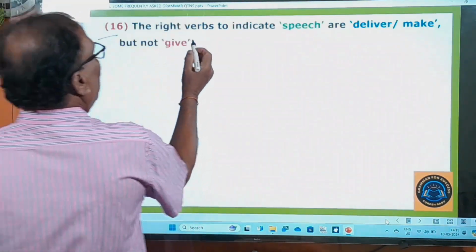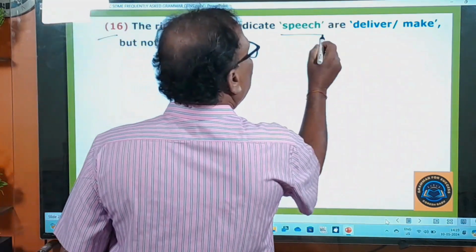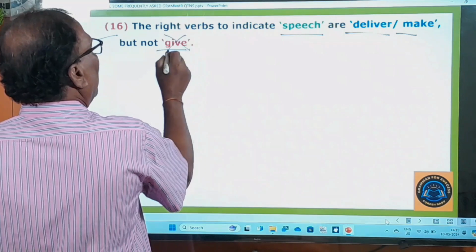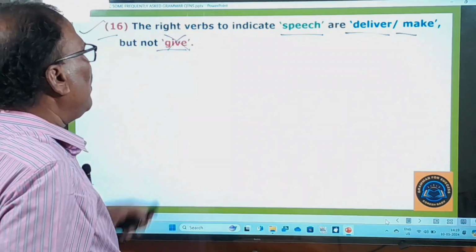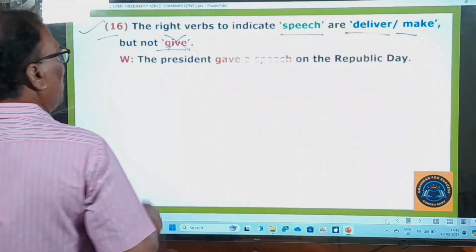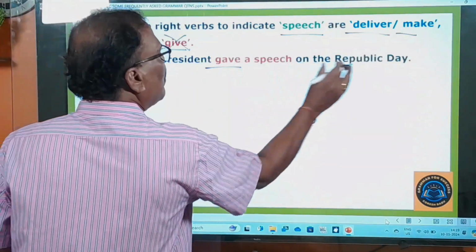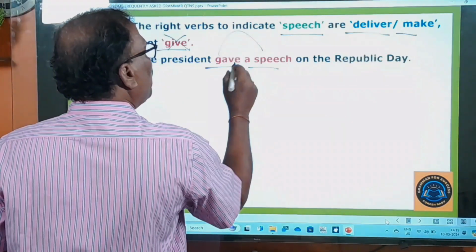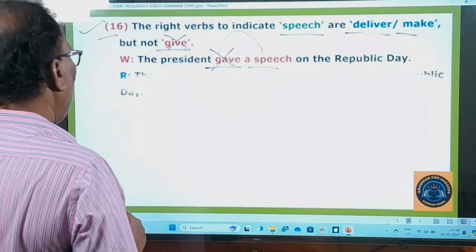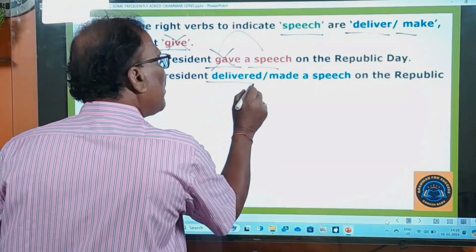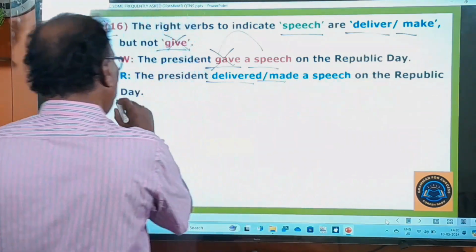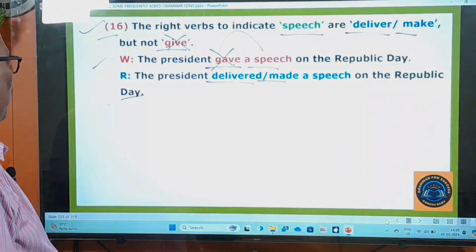16th one is there. The right verbs to indicate speech are deliver or make, but not give. Okay, please keep this point in your mind. The president gave a speech on the Republic Day. Don't say gave a speech, because to indicate the speech you should not use this verb give, right? And here see, the president delivered or made, any one of them you can use. Delivered a speech or made a speech on the Republic Day. Please keep this point in your mind.